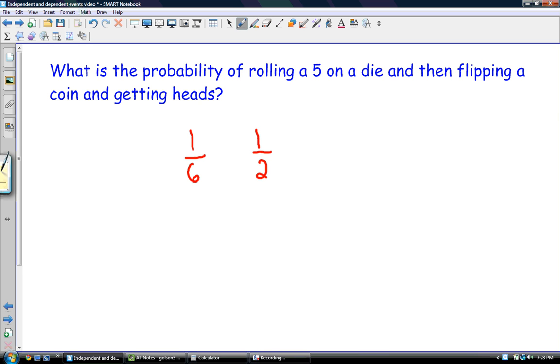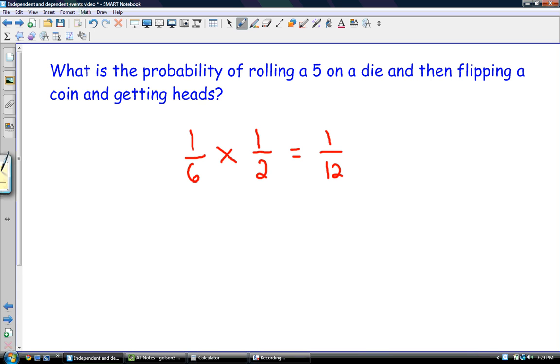If I want to know the probability of both those things happening, it's kind of like the fundamental counting principle. That has a lot to do with this. The fundamental counting principle said if I had 6 ways to do the first thing and 2 ways to do the second, there were 12 total ways to do it. Similarly, if the probability of the first is 1/6 and the probability of the second is 1/2, the probability that both will happen is just the answer you get when you multiply those two probabilities. So in this case, I multiply: 1 times 1 is 1, 6 times 2 is 12.